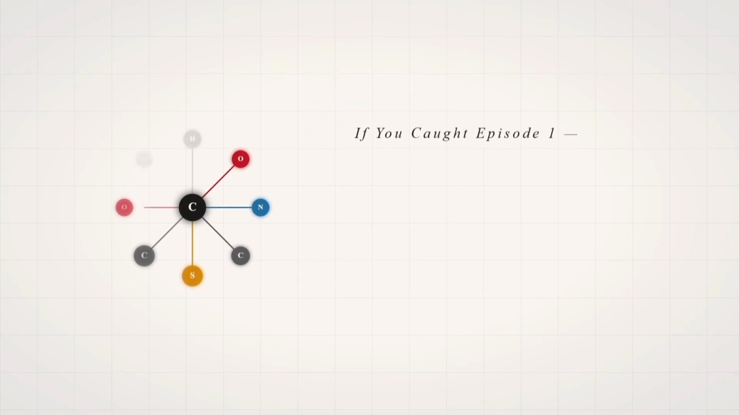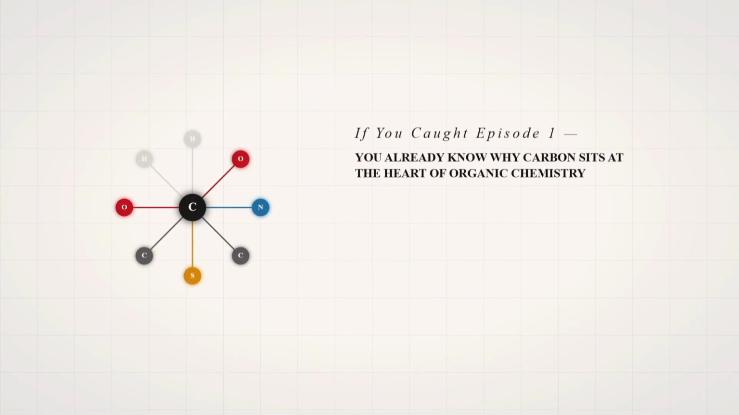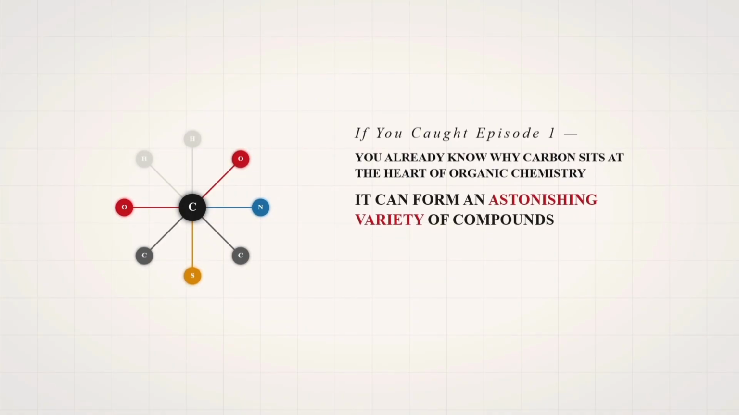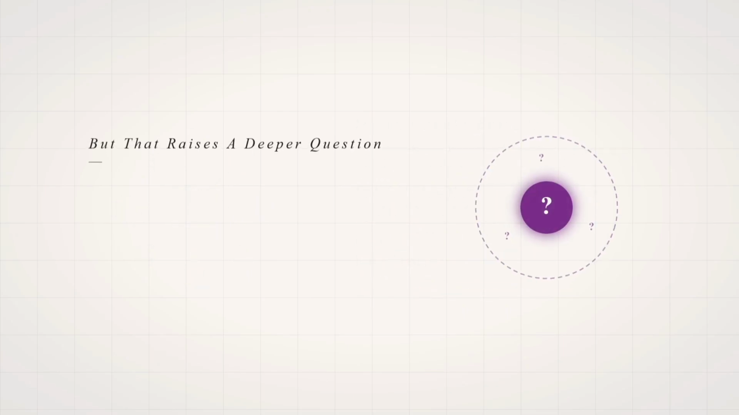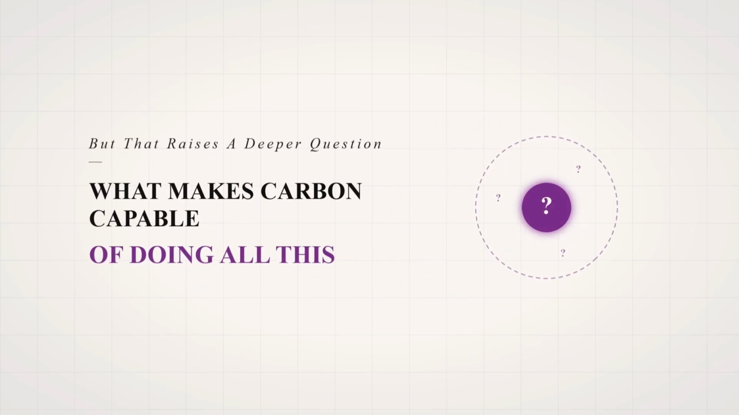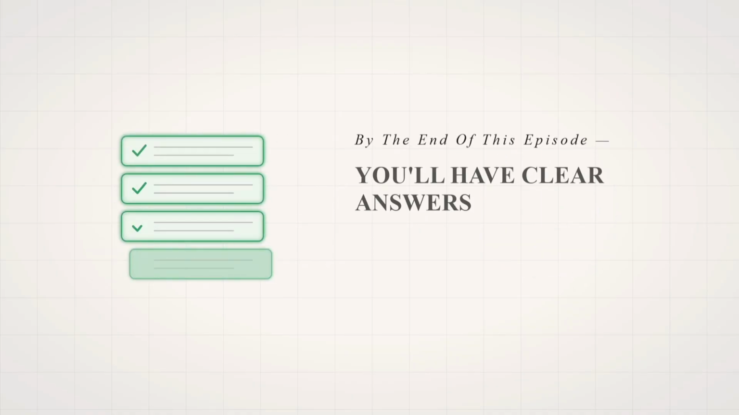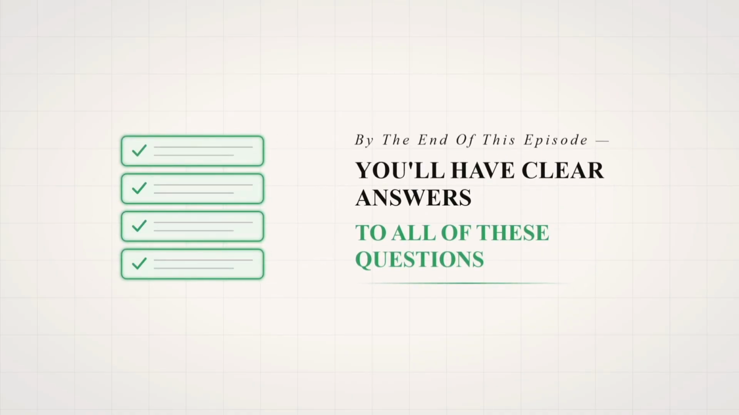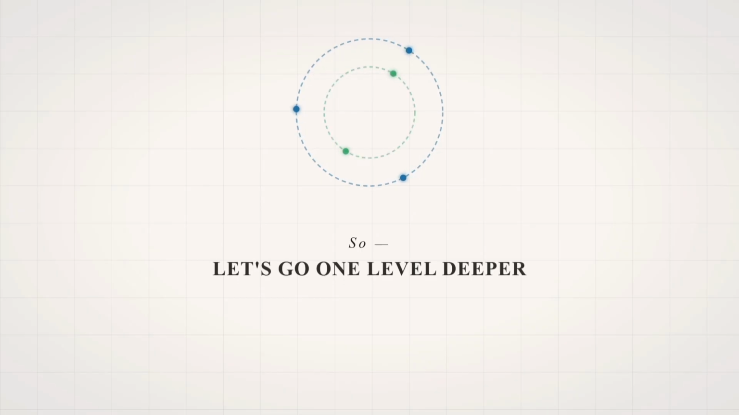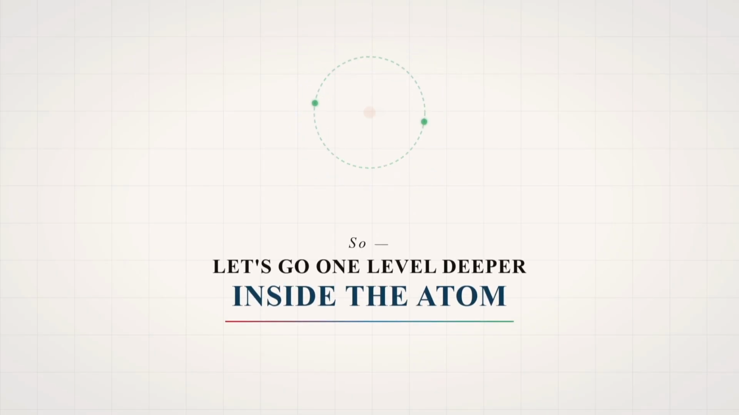If you caught episode 1, you already know why carbon sits at the heart of organic chemistry. It can form an astonishing variety of compounds, more than any other element. But that raises a deeper question. What makes carbon capable of doing all this? By the end of this episode, you'll have clear answers to all of these questions. So, let's go one level deeper, inside the atom.